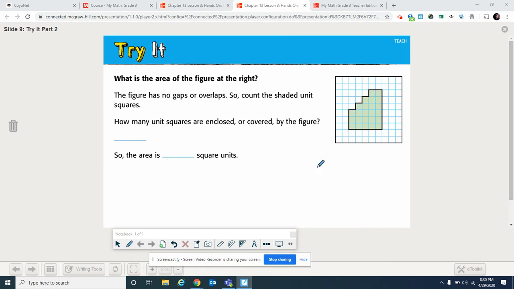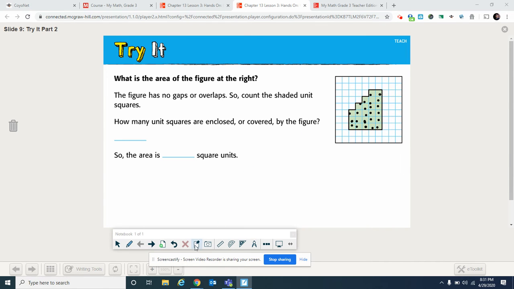Ready? Okay, let's do it. 1, 2, 3, 4, 5, 6, 7, 8, 9, 10, 11, 12, 13, 14, 15, 16, 17, 18, and 20, 1, 2, 3, 24. Are we correct?